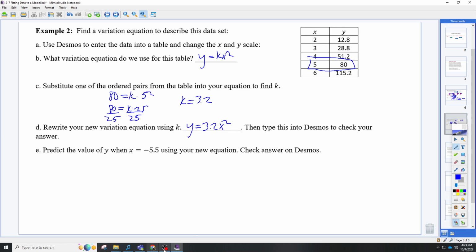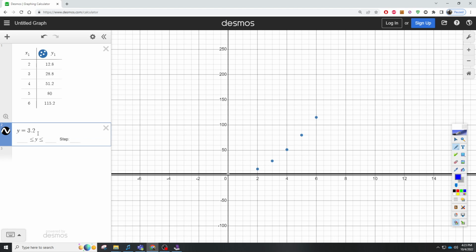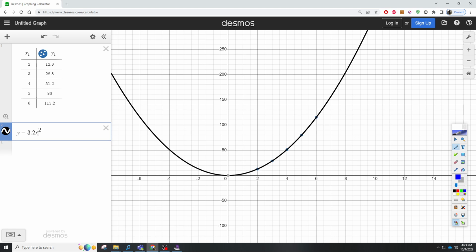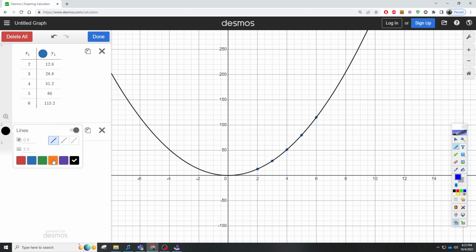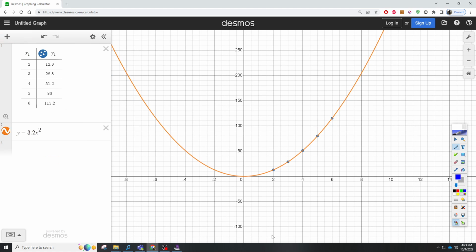So let's do that. Keep that open. New equation, y equals 3.2x to the second power. And there it is. If you want to change the color of this, you can. If you hit the gear icon, you can change the color if you'd like. I'll change it to orange. How about that? And it goes through all the points.